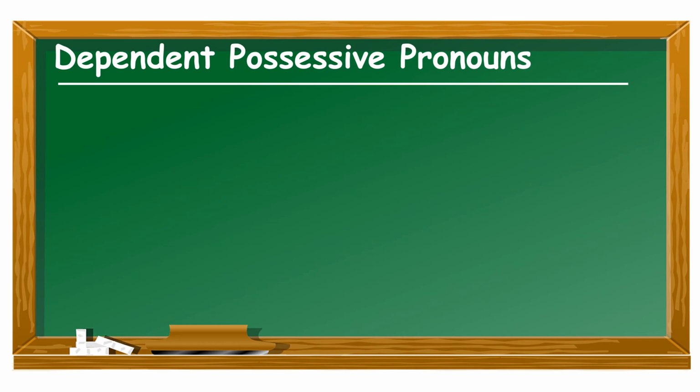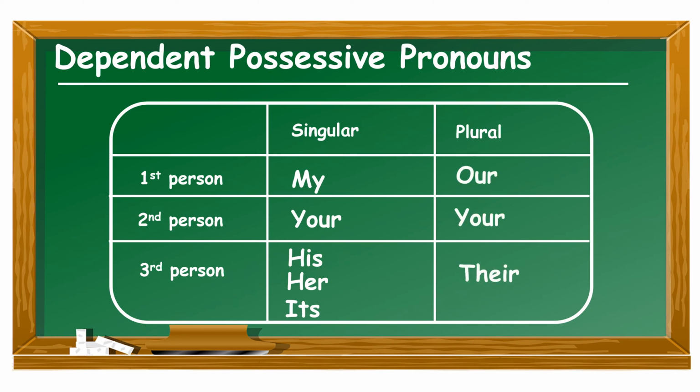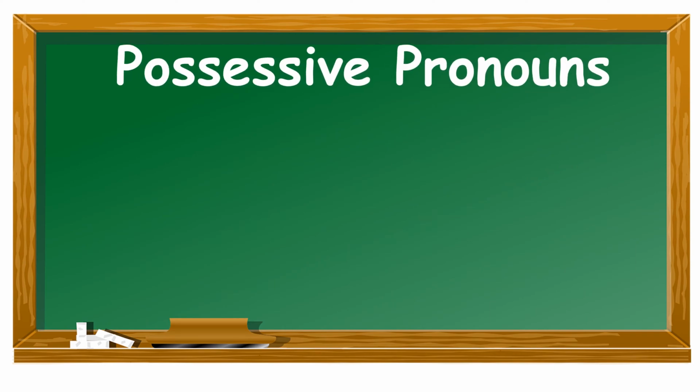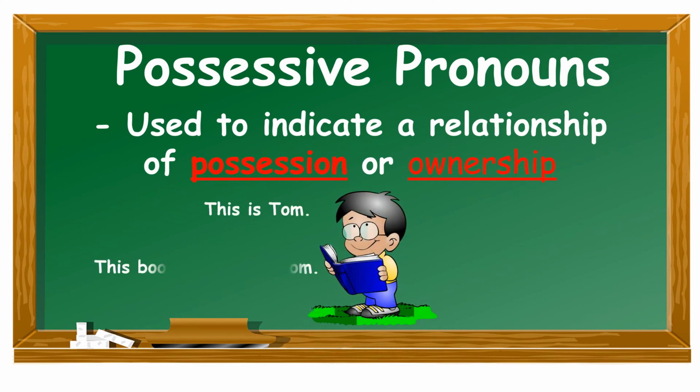Dependent possessive pronouns are the following: my, your, his, her, its, our, your, their. We use possessive pronouns to indicate a relationship of possession or ownership. For instance, this is Tom, and this book belongs to Tom. This is his book. As you can see in this last sentence, I use the possessive pronoun his, which is highlighted in red, to indicate this relationship.